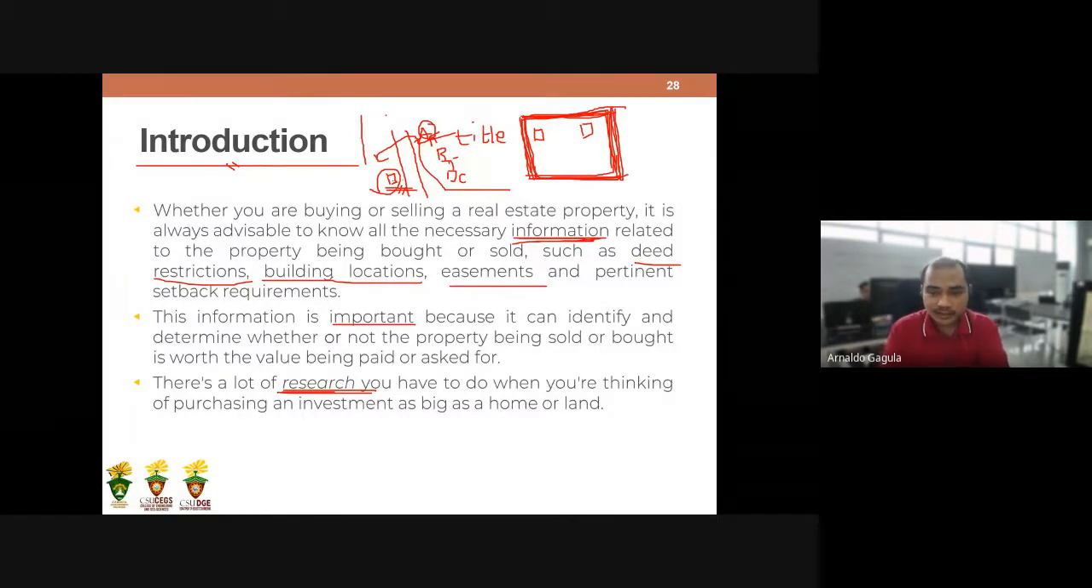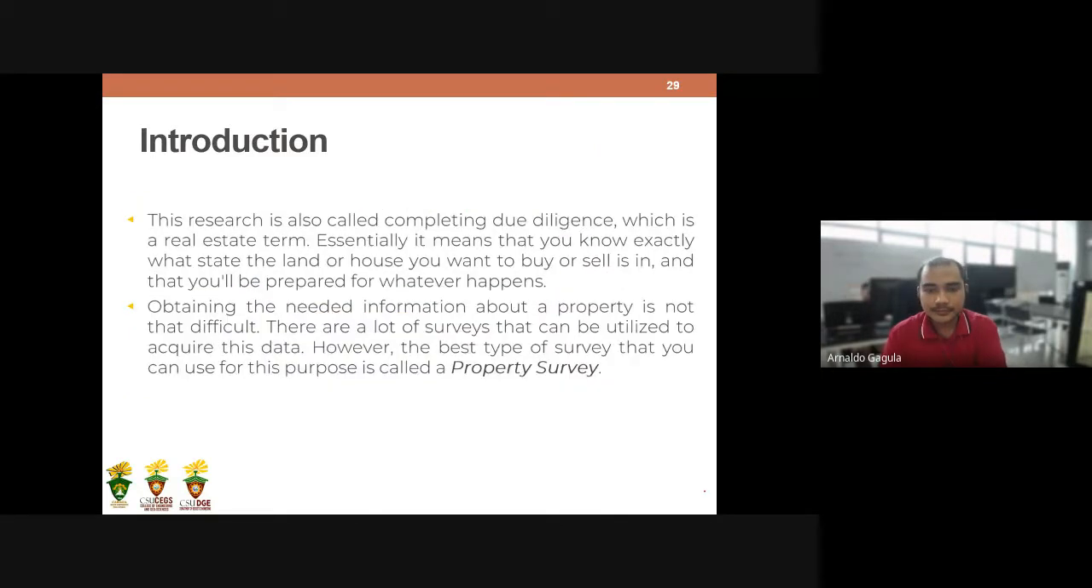So it is really important. This is one example: when you buy a land, you should know its history and whether the papers are clean. Is the tax updated, and many more? So this research is also called completing the due diligence. Due diligence covers conflicts in the papers, in the land, and so on.